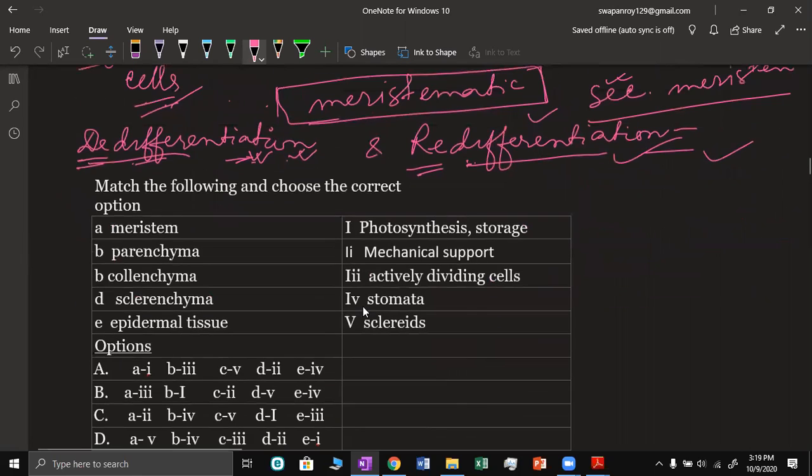Next, this is a matching. Match the following and choose the correct option. Here in this, this side is column 1 and column 2.